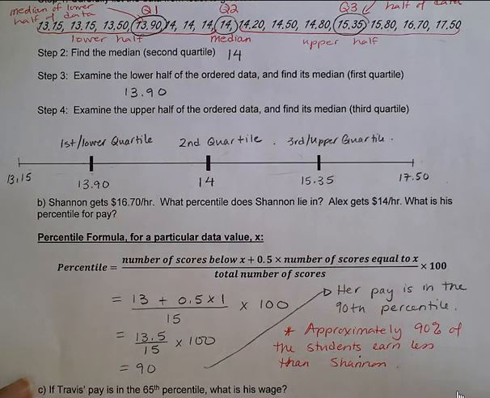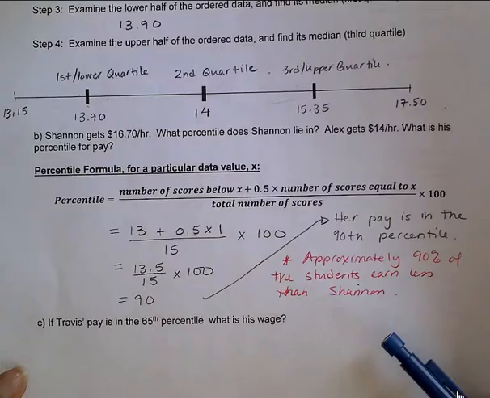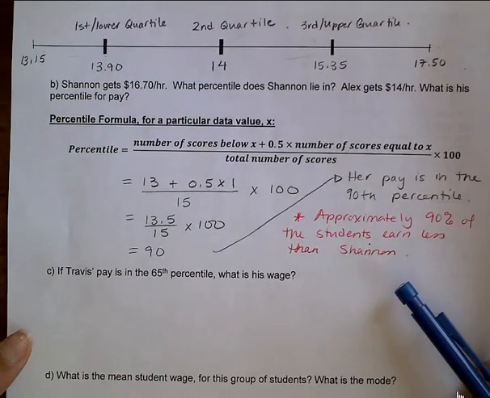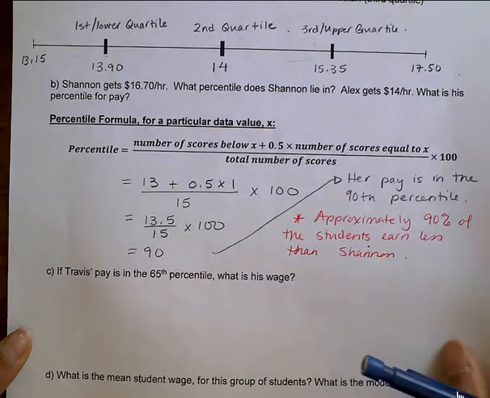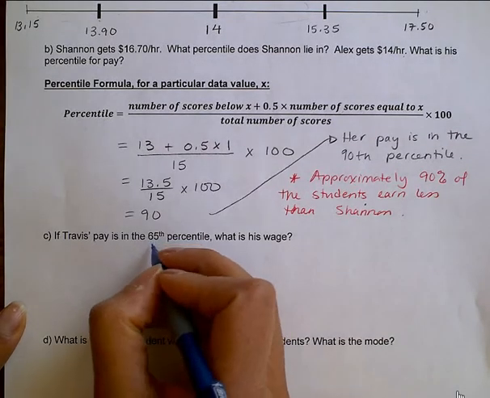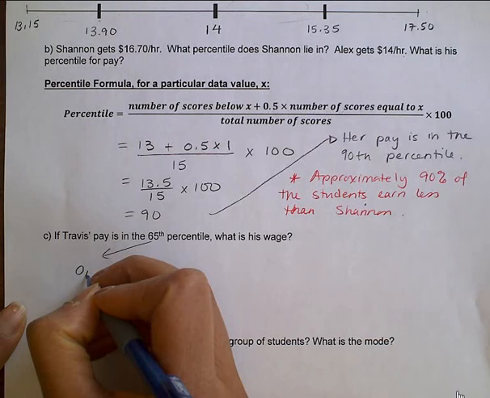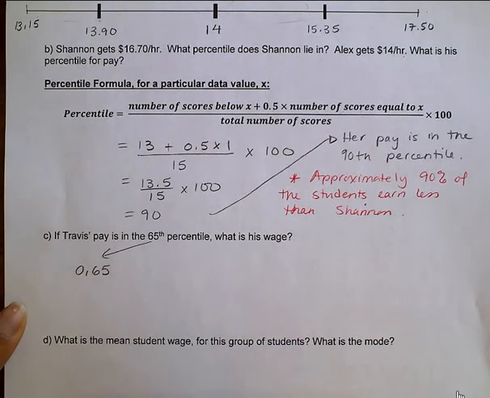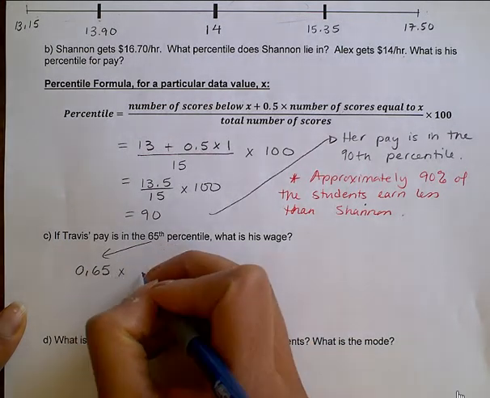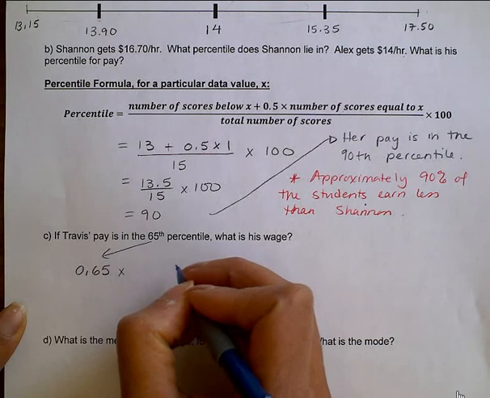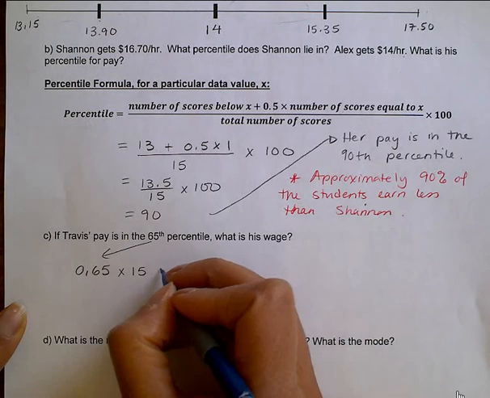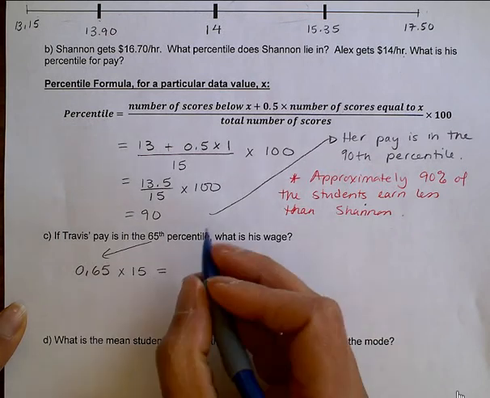Okay, so let's do C. If Travis's pay is in the 65th percentile, what is his wage? So to determine this, what we want to do is take our 65th percentile and write that down, the 65%, as a decimal. So I get 0.65 when I write 65% as a decimal. I'm taking the number and dividing it by 100. And then I'm going to multiply that by the total number of data. So there are 15 pieces of data in this list. And 0.65 times 15, when I put that in my calculator, I get 9.75.